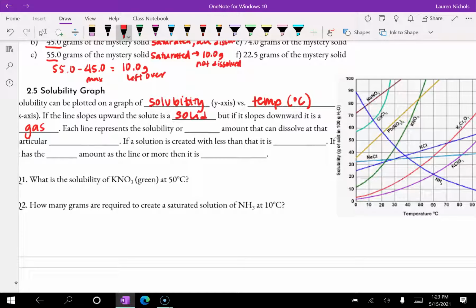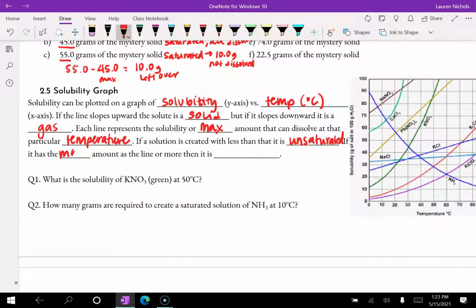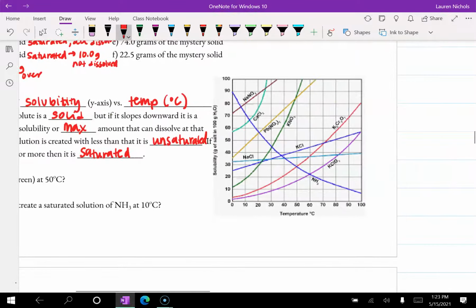And so each line represents the solubility, or the maximum amount that can dissolve at that particular temperature. And so if a solution is created with less than the maximum, it's unsaturated. And if it has the max amount at the line or more than the line, it is saturated. Now, you might be saying, Ms. Nichols, what do you mean about being on the line, above the line, below the line?